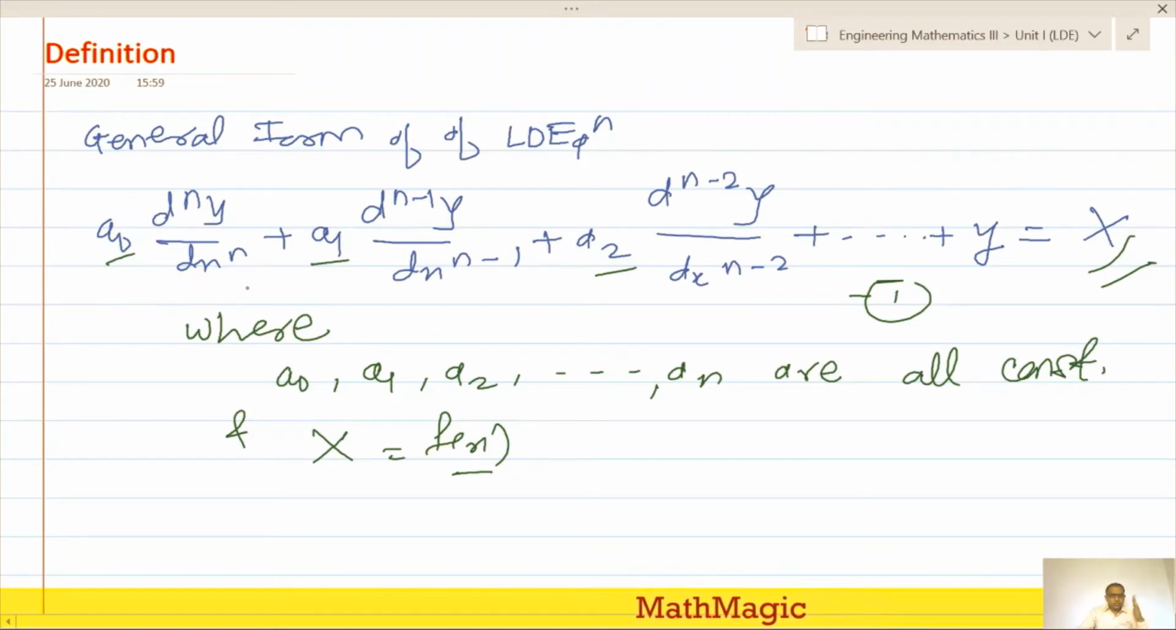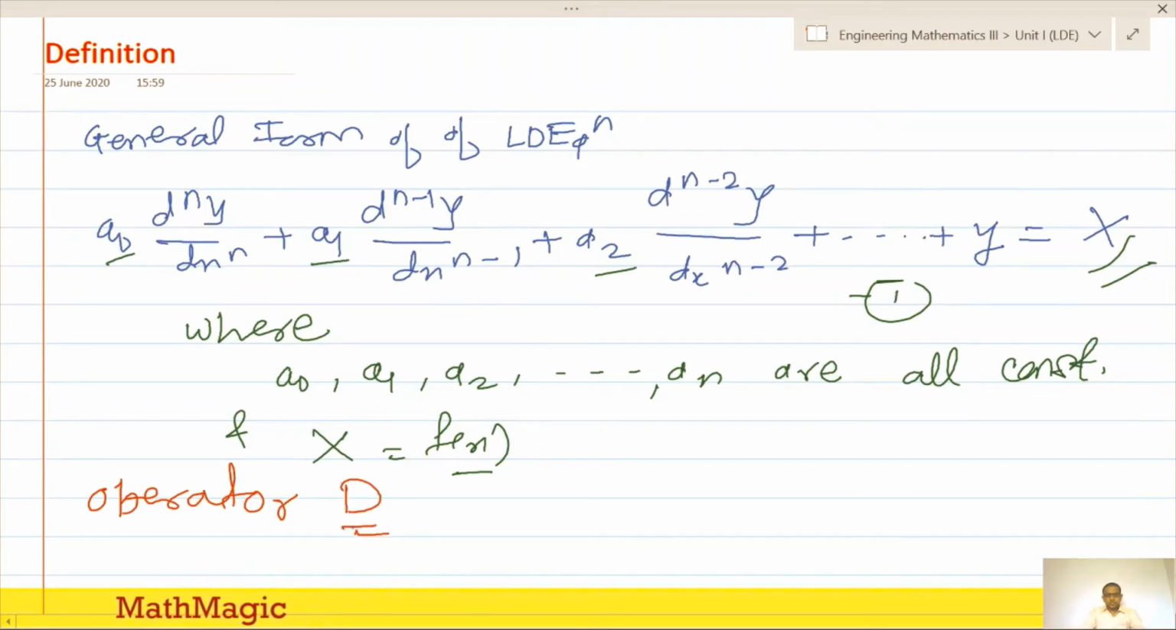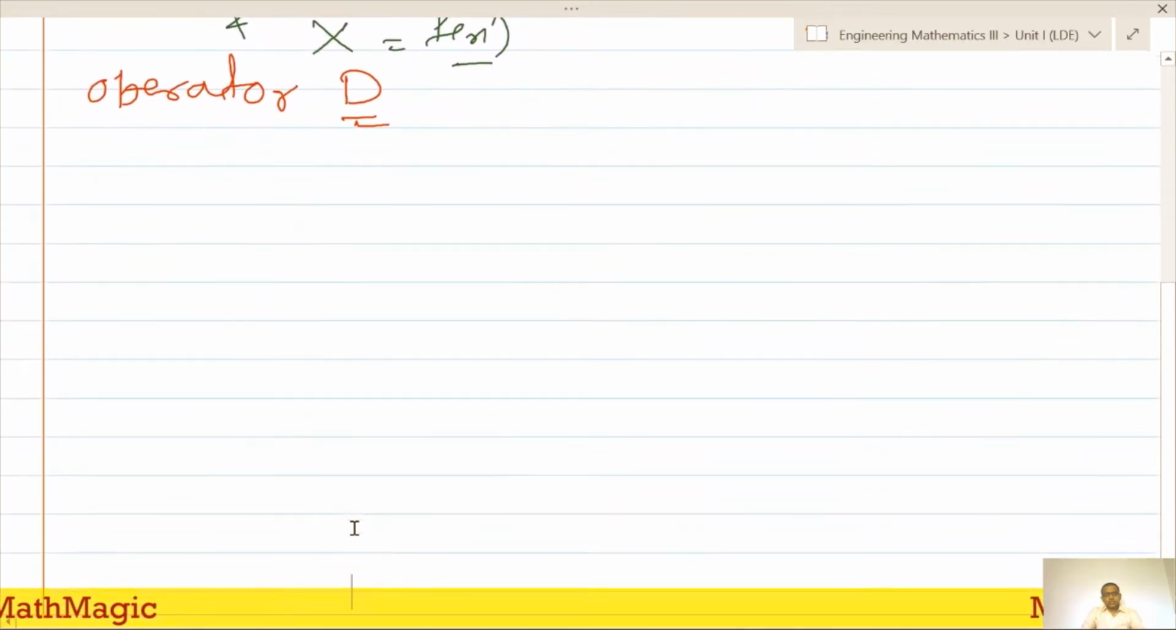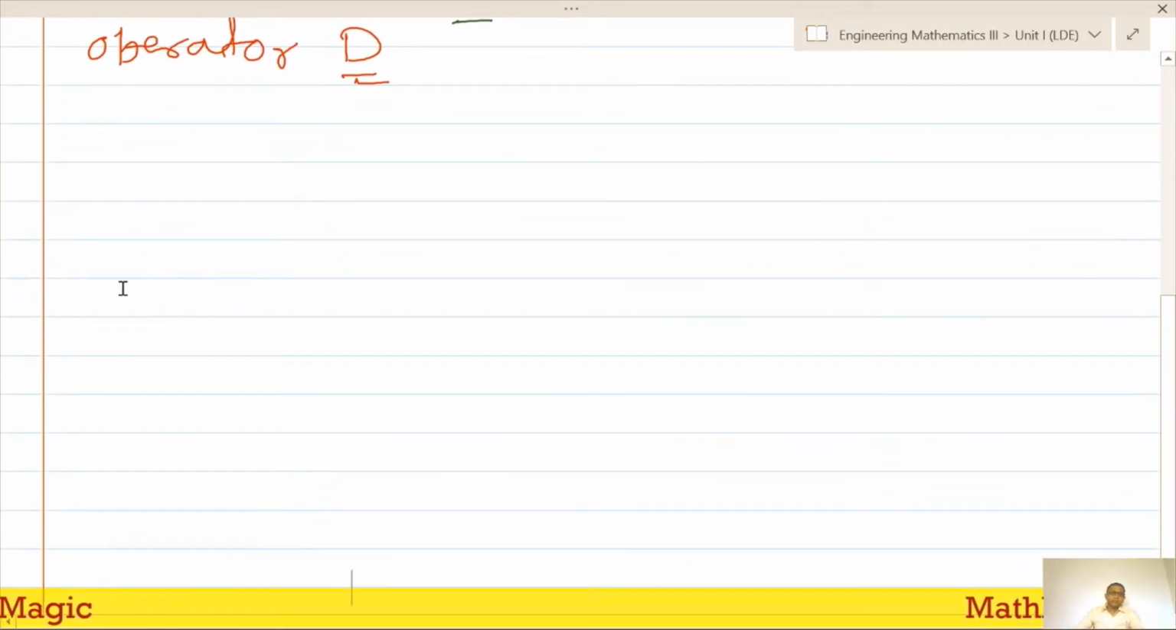Okay, d raised to n y by dx raised to n, we just try to shorten this equation with the help of operator D. Okay, so it is operator D. What is meant by operator D? This is also a very important operator, because we try to reduce this equation with the help of operator D.